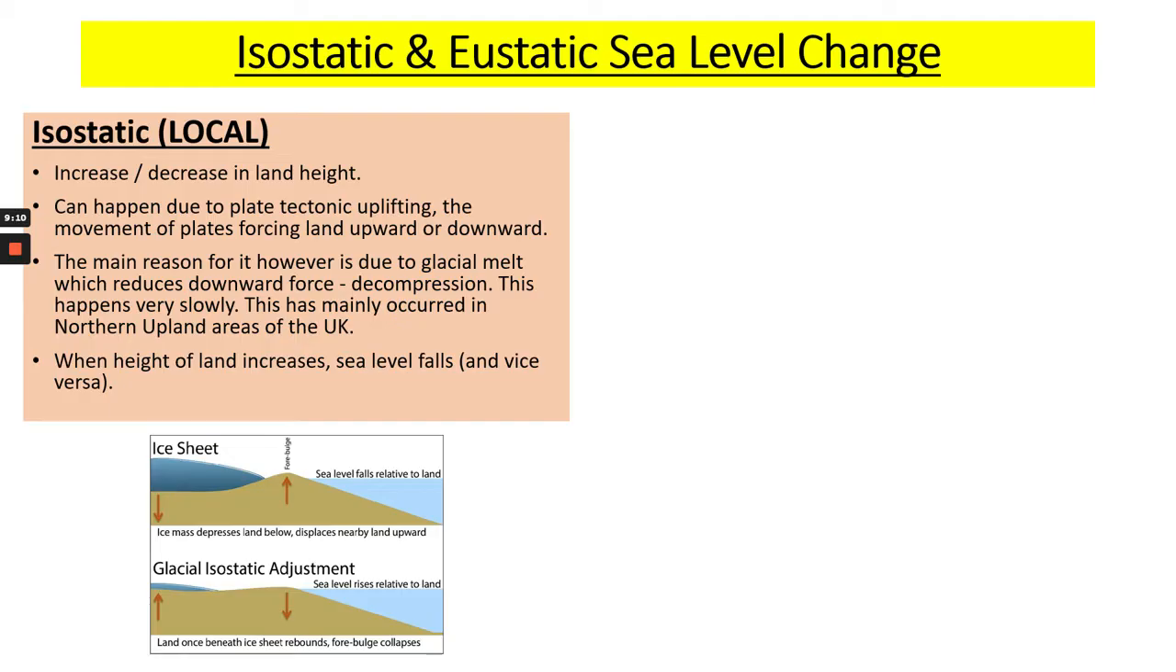When the land height increases, so it's decompressed, sea level, of course, falls in relation to the land height. So they do the opposite thing. If land is higher, sea level falls from that land height and vice versa. So when land goes lower, it's compressed, sea level rises. So the sea itself is not changing in the amount of water that exists. It's the land that is changing in isostatic processes.